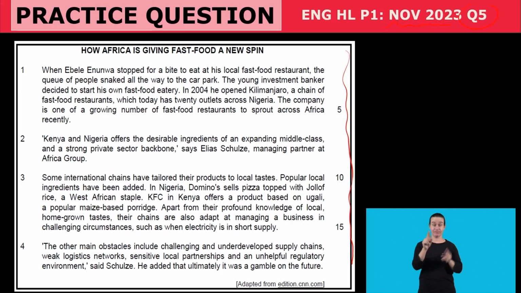So this one is on how Africa is giving fast food a new spin, and it gives you information on an investment banker who decided to start his own fast food eatery. In 2004, he opened Kilimanjaro. There are outlets across Nigeria, and the rest of the text focuses on that. There's also information on how international chains have tailored their products to local tastes, how local influencers have influenced international chain stores like KFC, for example.